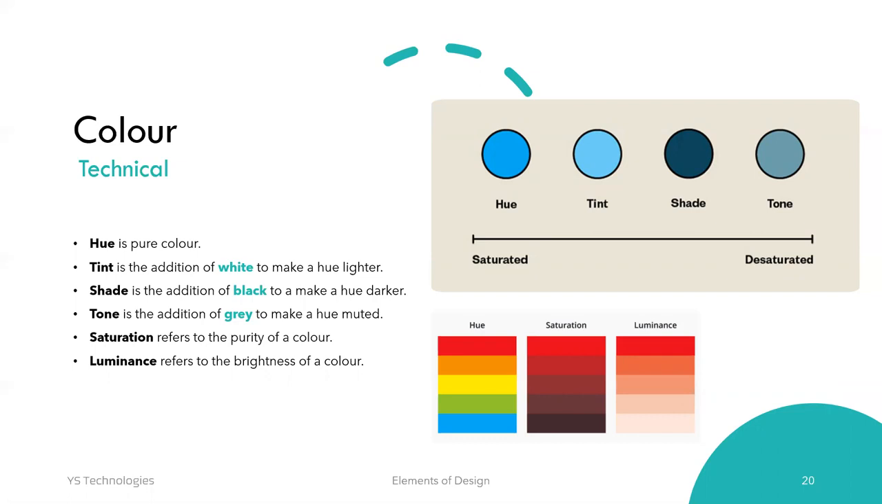Saturation also can be referred to as the purity of a color. And finally, we have luminance, the brightness of a color, how bright it is expressed in a display device.